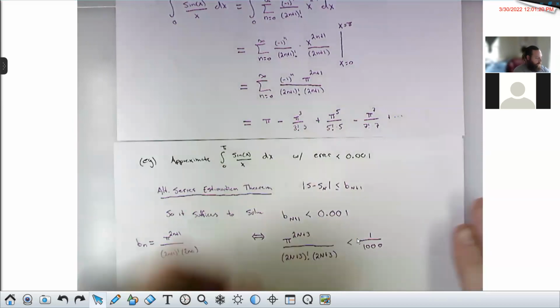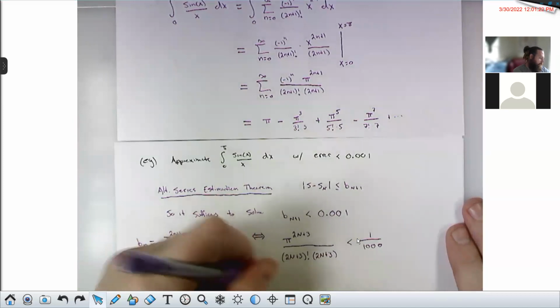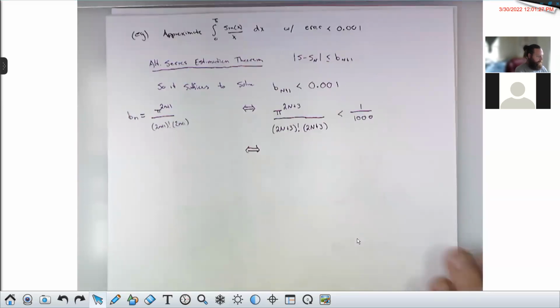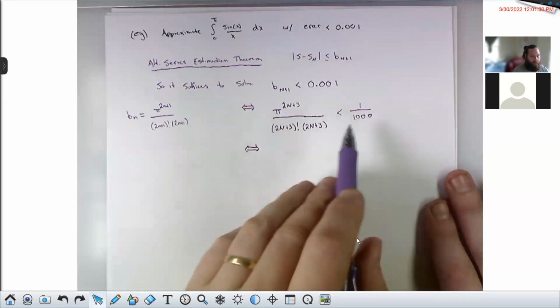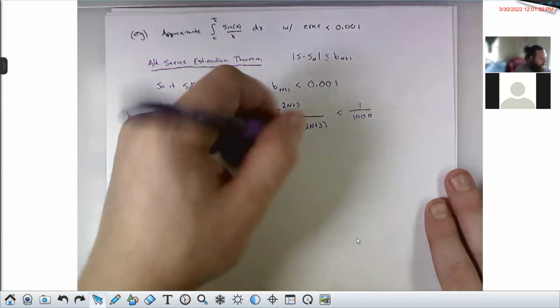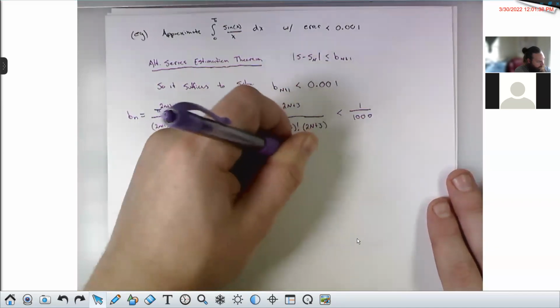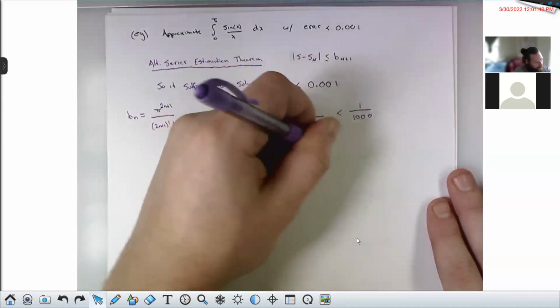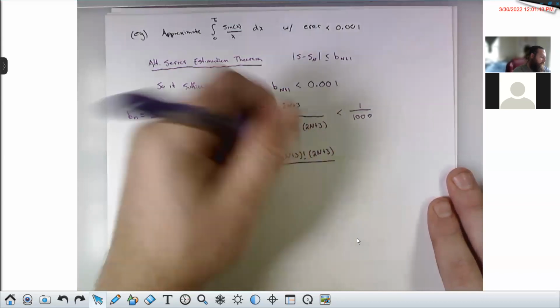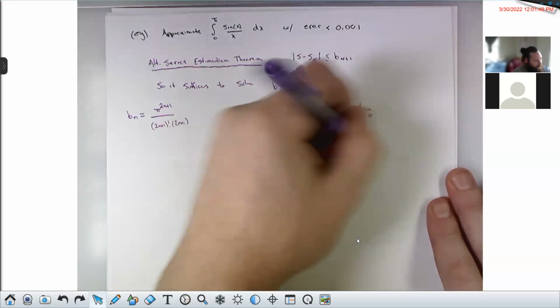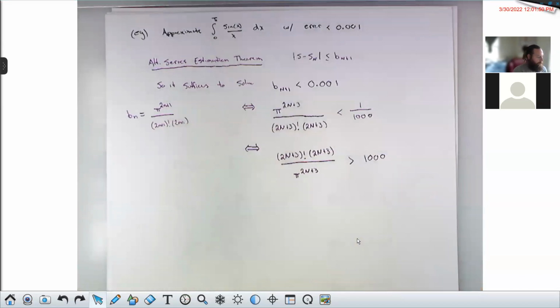We can rearrange this just a little bit, but from there we're going to work more or less guessing, because there's no nice way to solve an inequality like this. The factorials make life really hard. So this is the same thing as saying 2n plus 3 factorial times 2n plus 3 divided by pi to the 2n plus 3 is greater than 1,000. So we can plug some numbers in here and see where this happens.